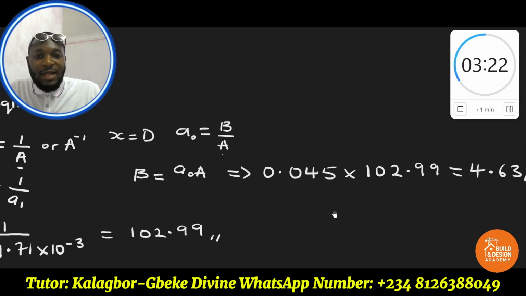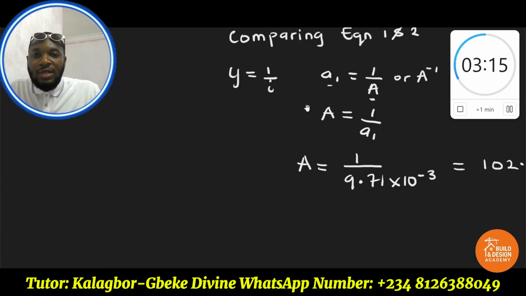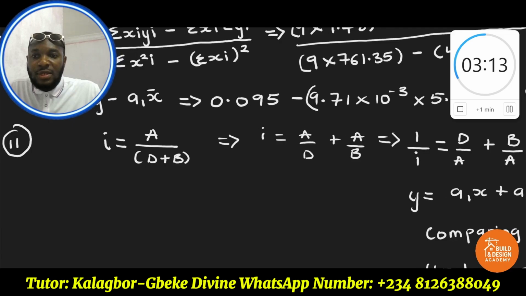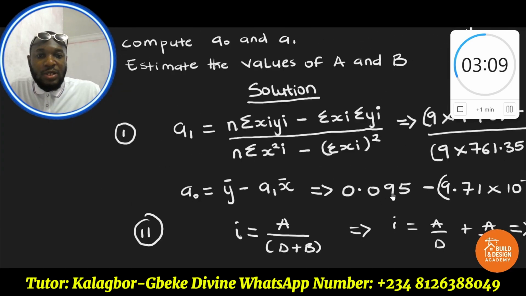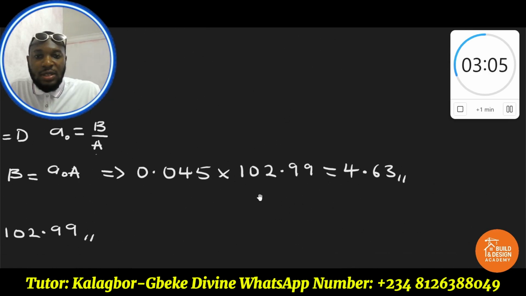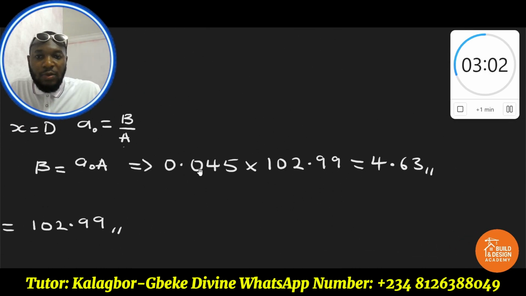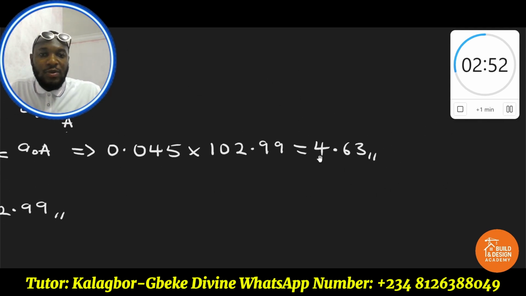Now for B, similarly, we input the values that we got for A naught times the value we got for A, which is this. So for A naught, our value was given to us from this place. See where we got it, 0.045, right? Times A. That's A naught, 0.045, times A, which is 102.99. See where we got A from. And we punch our calculator and we're able to get 4.63.